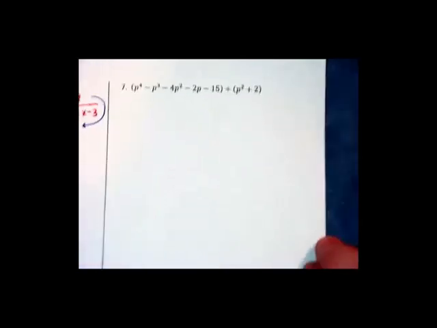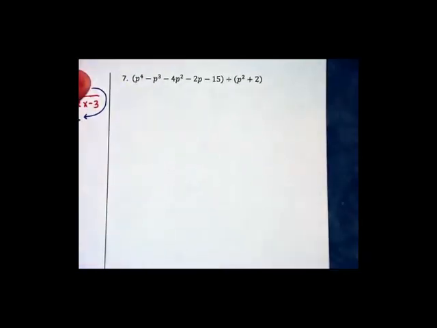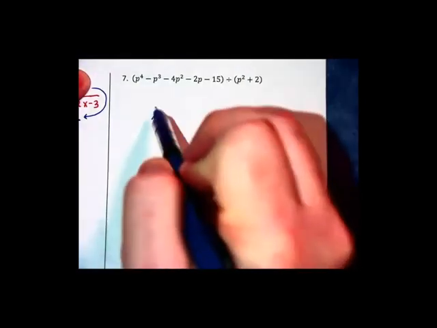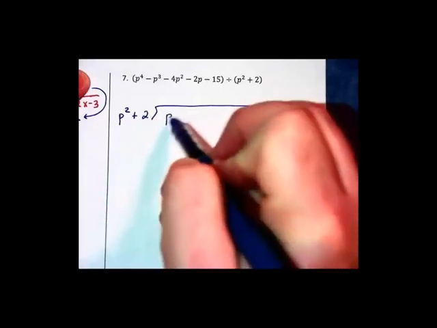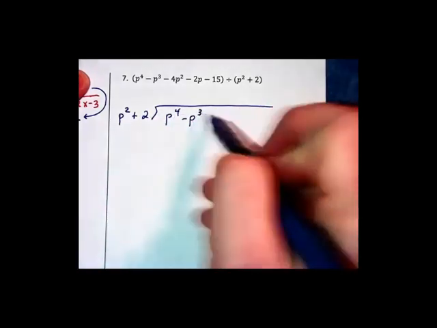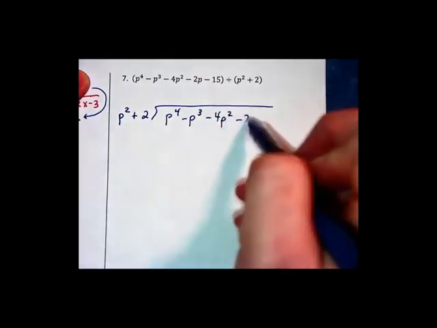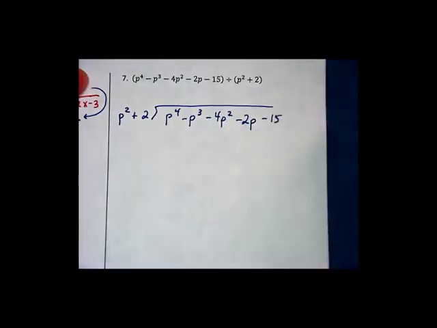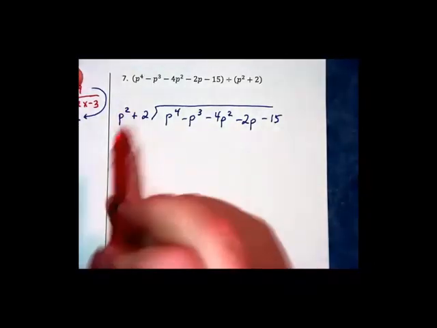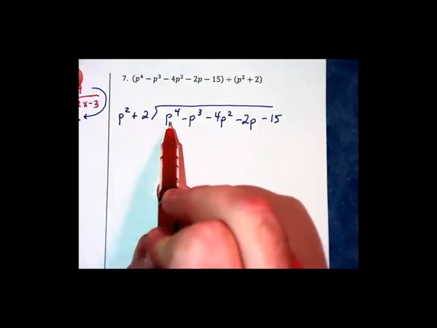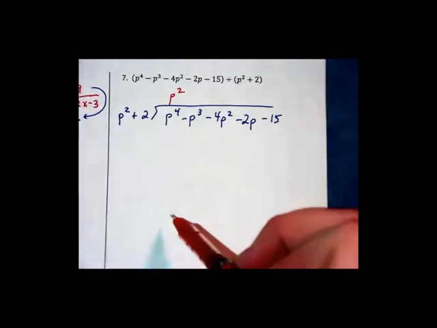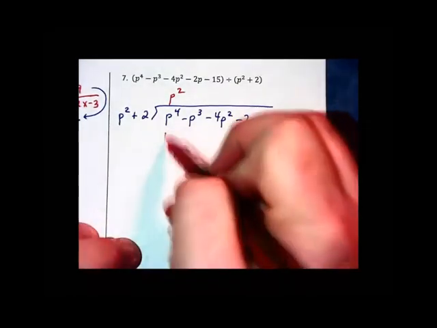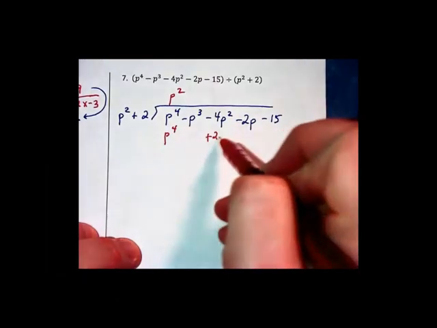Okay, one last problem just to show you how to handle this situation. We're dividing by p squared plus 2, which will come out here on the left. Inside here we've got our p to the fourth minus p to the third minus 4p squared minus 2p minus 15. We're going to do exactly what we've been doing. P squared out front times what makes p to the fourth? Answer, p squared. When we multiply that p squared on top by both things on the side, we get p to the fourth plus 2p squared.